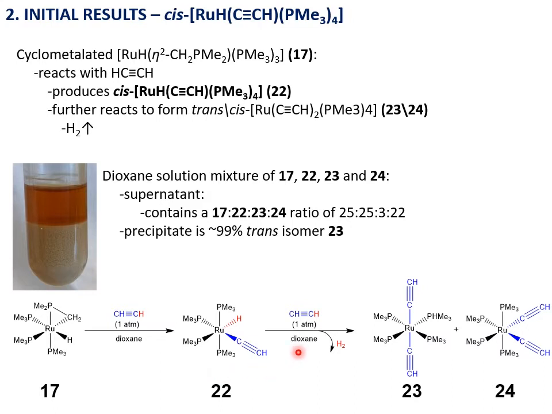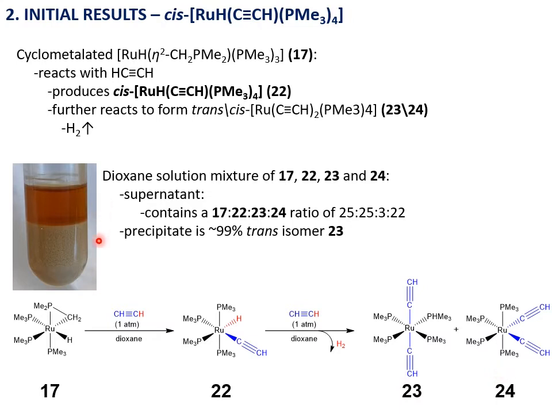Unfortunately, it reacts with another molecule of acetylene with elimination of hydrogen gas. This leads to the formation of these disubstituted acetylide complexes. Most of it adopts a trans configuration, but a cis isomer also forms.